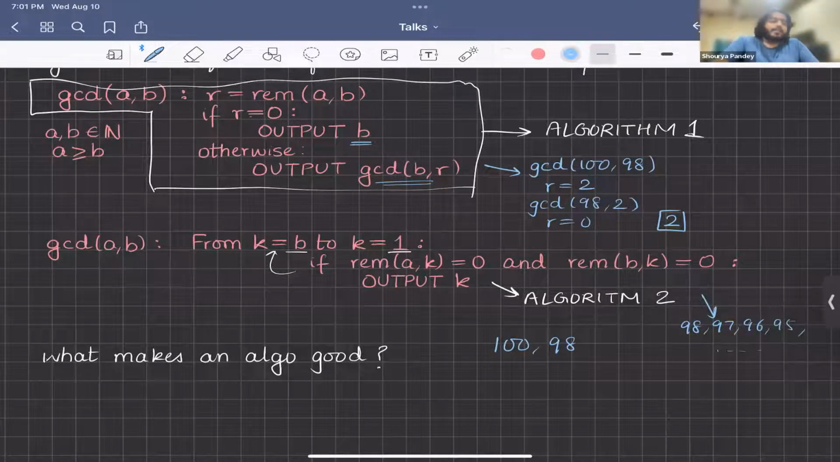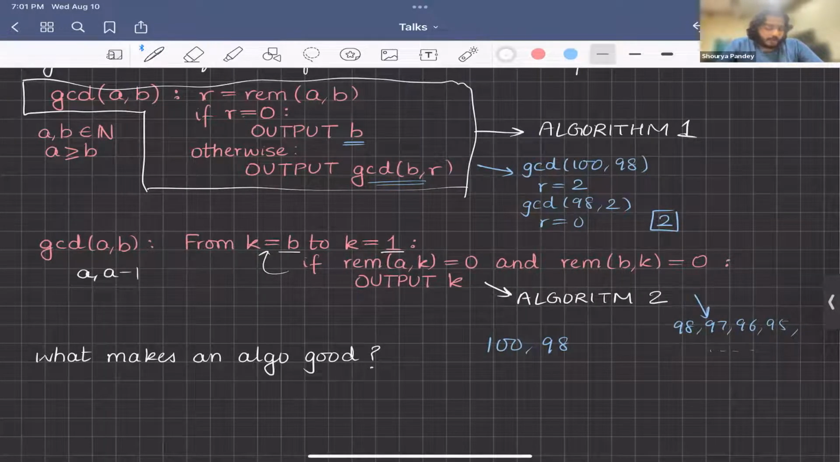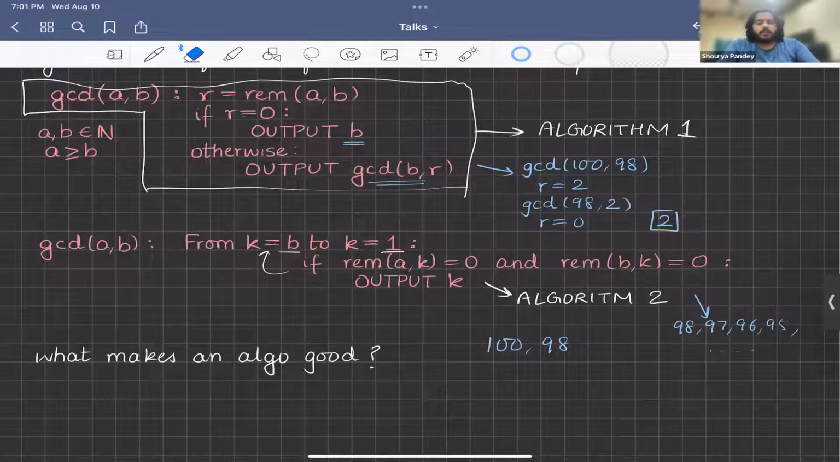But what guarantees that the first algorithm is always fast, and the second is not? Well, it's easy to show that the second may not be fast. For example, if I take A and A minus 1, it will take me A minus 1 steps. But maybe there are other instances where the second algorithm does as well as the first, maybe for small instances, but we don't really care for small instances. The main difficulty in algorithms is to find the GCD of larger numbers, right?